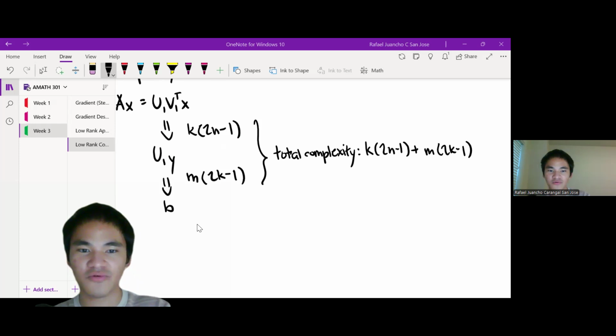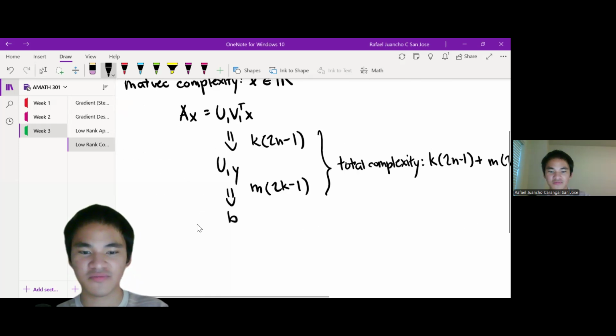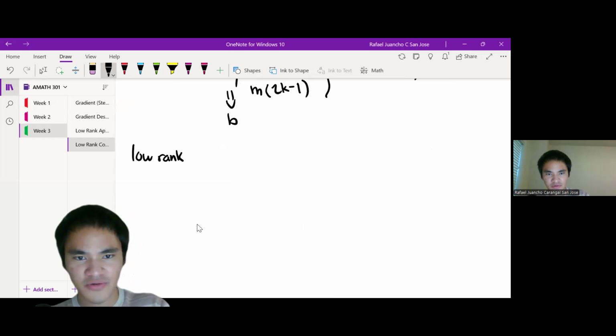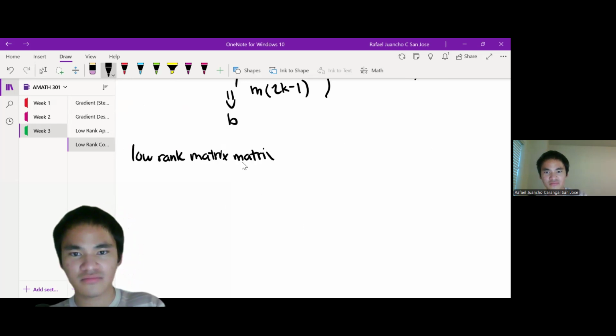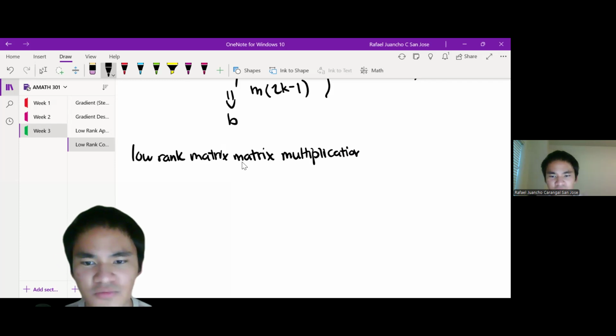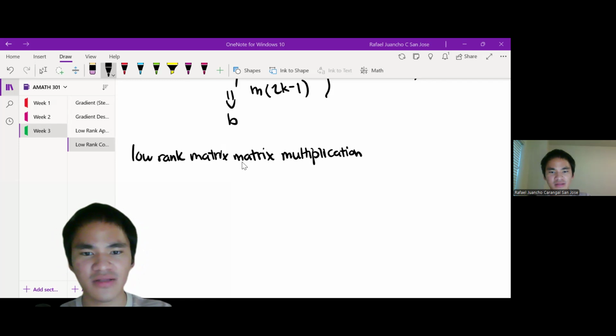Okay. Now what if we do a matrix multiplication? What if we do that? So what if we do low rank and we do matrix multiplication? Well, if we did this, we want to see if we can keep that low rank structure, right? So how do we keep that low rank structure?